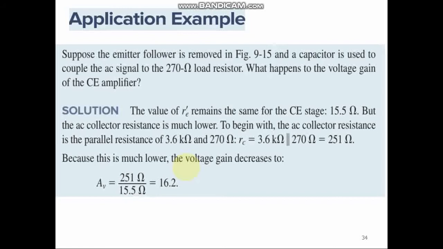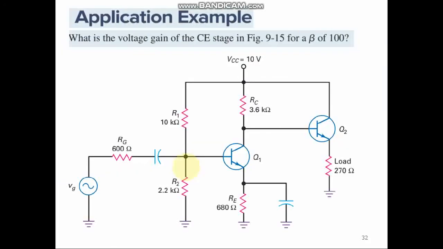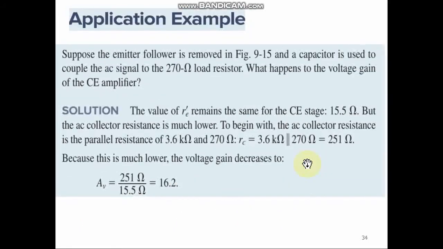Suppose the emitter follower is removed and a capacitor is used to couple the AC signal to 270 ohm directly, then what happens to the voltage gain? So now let us assume the condition that we are not using the CC amplifier here, but we are directly connecting a capacitor and a 270 ohm load resistance here. Then what happens? If we directly connect the 270 ohm load resistor, the value of RE dash and other calculations will remain the same for the CE stage for DC analysis.